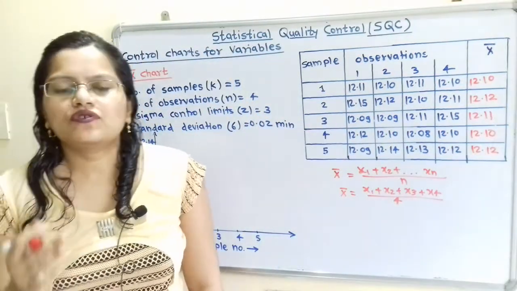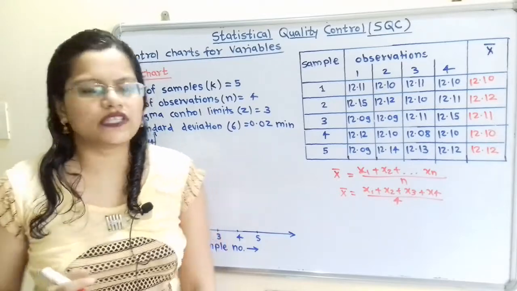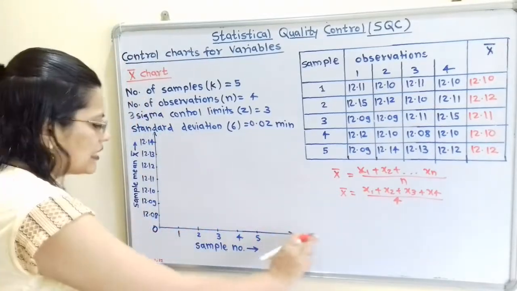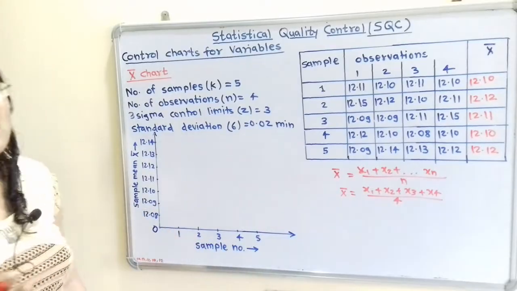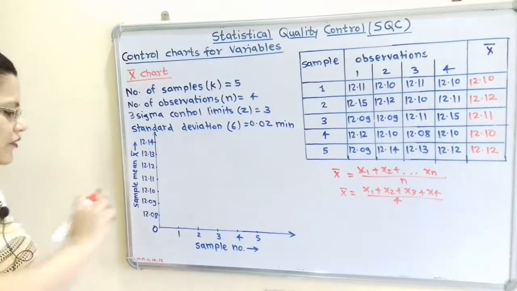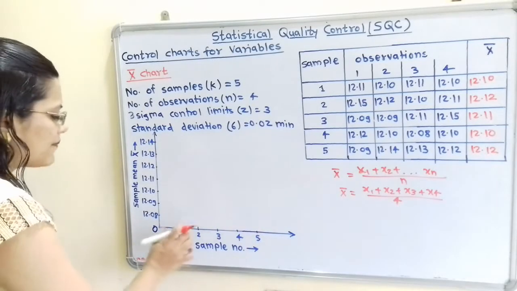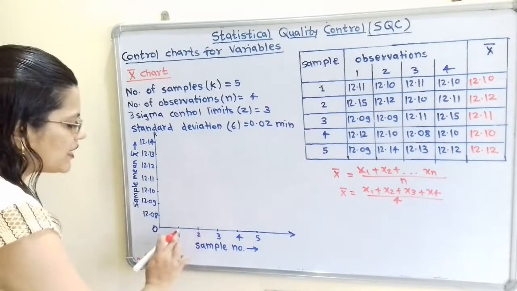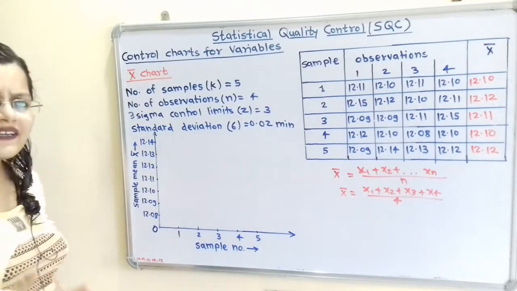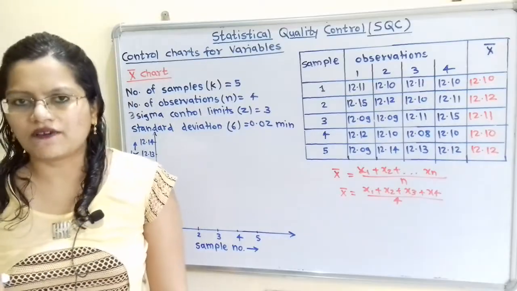Now we will move to draw the x bar chart. How to draw this? For the horizontal line we have to show the sample number. There are a total of 5 samples, so we will start from 0, 1, 2, 3, 4, 5. At equal distance we have to plot these numbers. You can take 1 centimeter, 2 centimeter as per the space available.